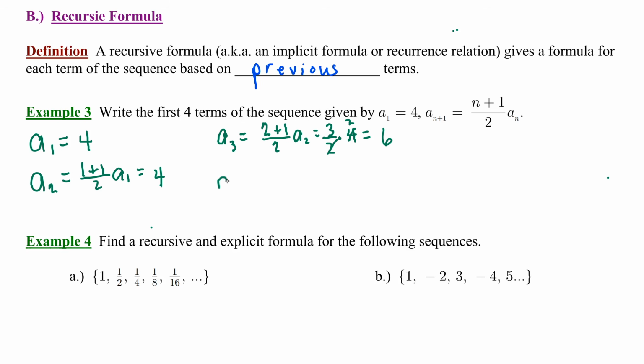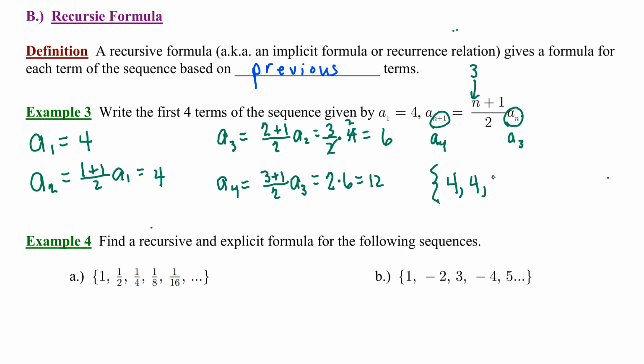To get the fourth term of the sequence, we're going to need to know a sub 3. If n plus 1 is 4, then it looks like n is 3. So we end up with 3 plus 1 over 2 times the previous term, a sub 3, or 4 over 2, which reduces to 2, times a sub 3, which is 6, or 12. So the first 4 terms of the sequence are 4, 4, 6, and 12.